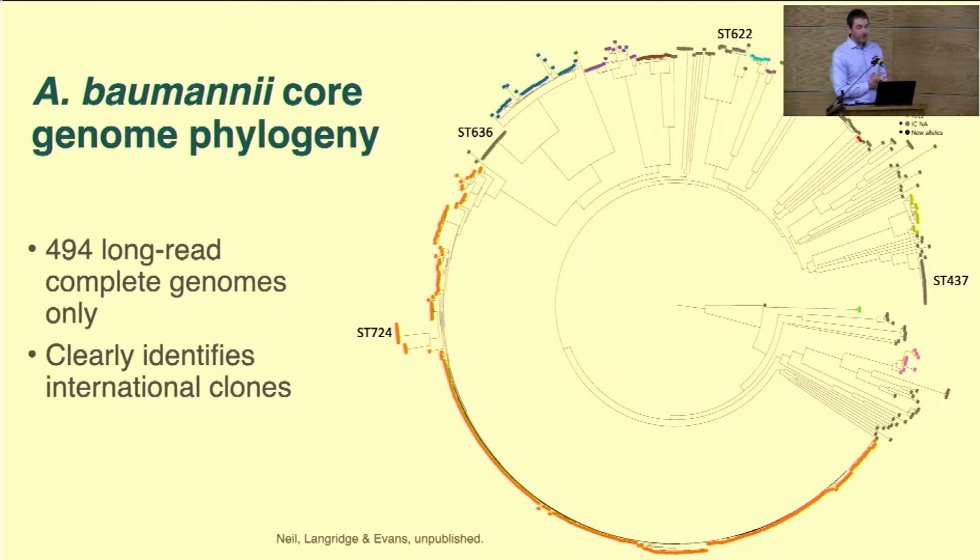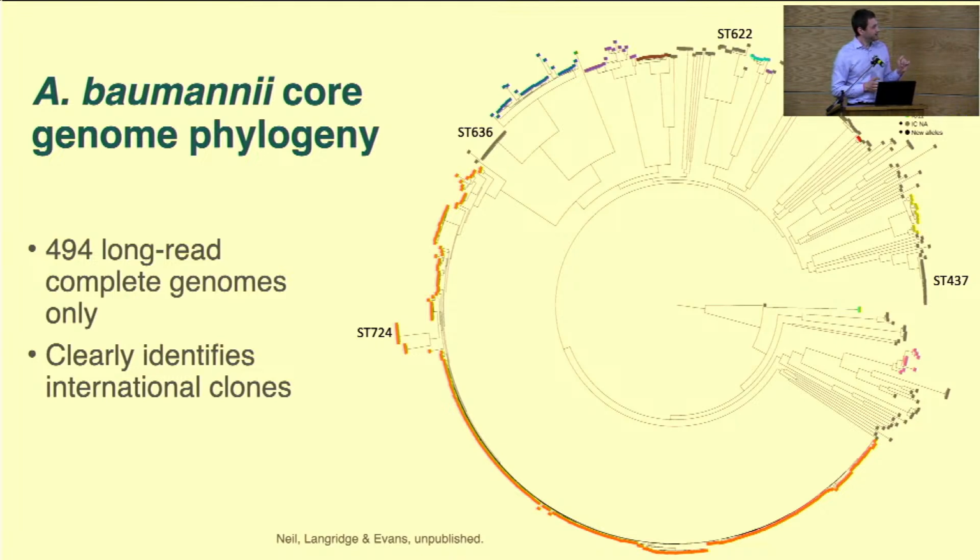We are only using long-read sequenced genomes for this because we need to know that these structural changes are actual biological changes and not to do with some kind of assembly error or something like that using short reads. So we're only using long-read sequencing. And we've taken from the database 494 long-read complete genomes, so they're single contig genomes.